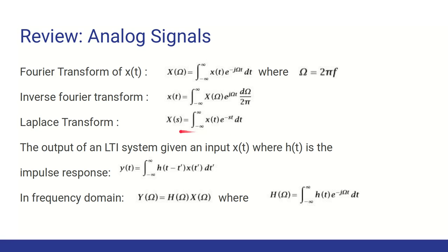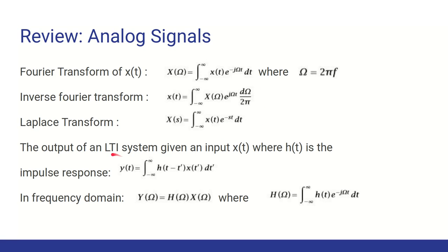Laplace transform is a transform which can be applied on any continuous signal x of t. Laplace transform x of s is given here. The Laplace transform becomes the Fourier transform of a signal when s is equal to j omega, which you can see here.